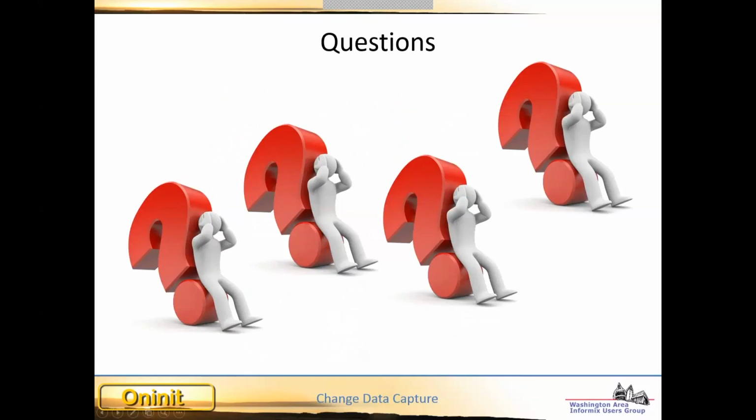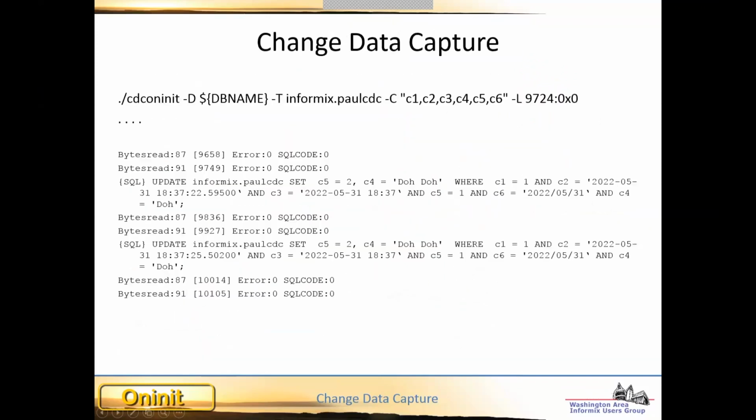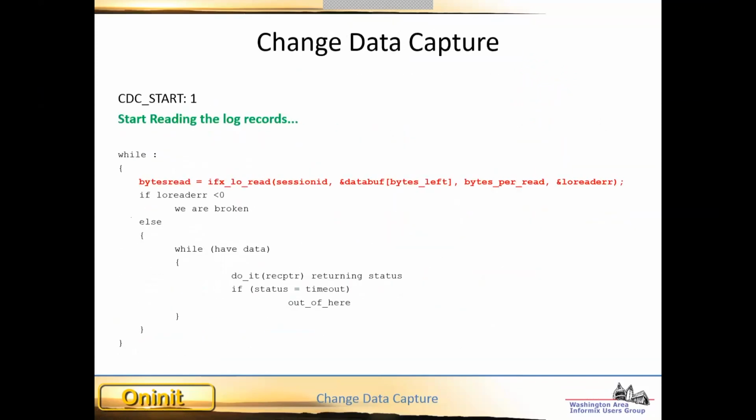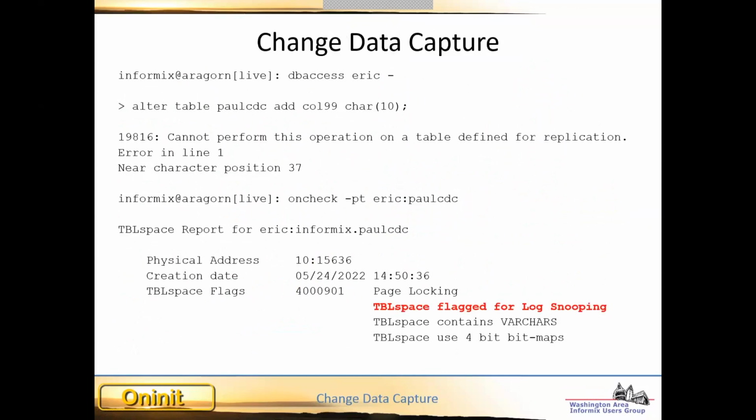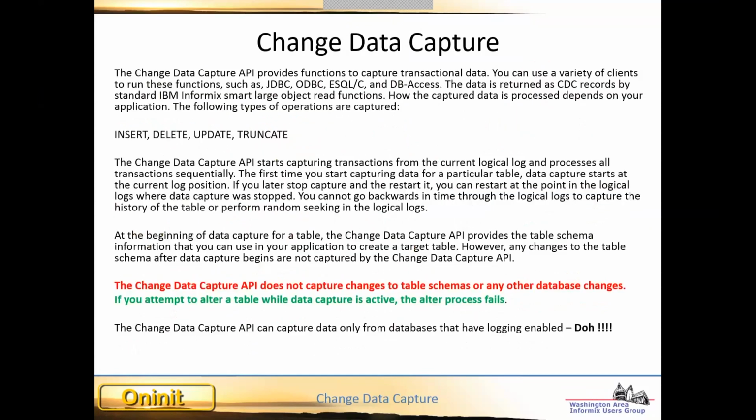So a couple of comments in the chat. The first one is about the wording saying you can't go back on the logical logs. Brian was mentioning that it's just to cover IBM in case you have logs that have rolled off. Yes, I understand that. I think it's just badly phrased.